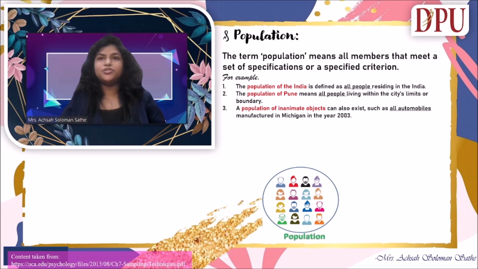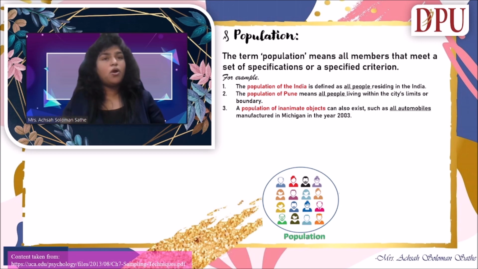The term population means all members that meet a set of specifications or a specified criteria. For example, if I say the population of India, it'll be defined as all the people residing in India. Every single person will be included in the population of India. Next, the population of Pune means all people living within the city limits or boundary. So when I talk about population of Pune, I'm talking about only and only the people living in Pune.